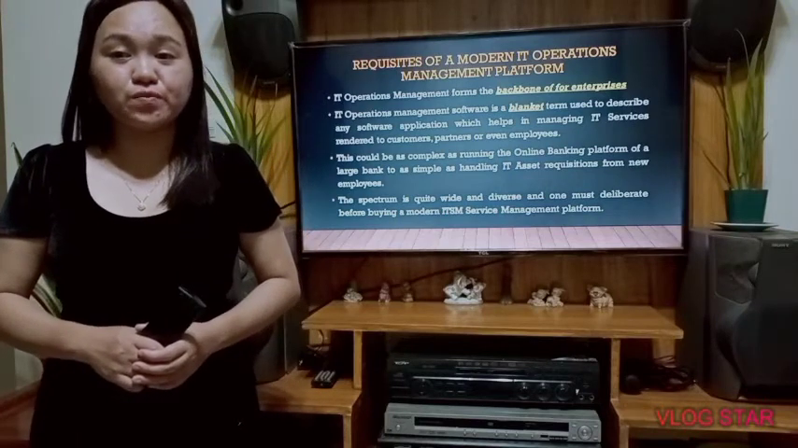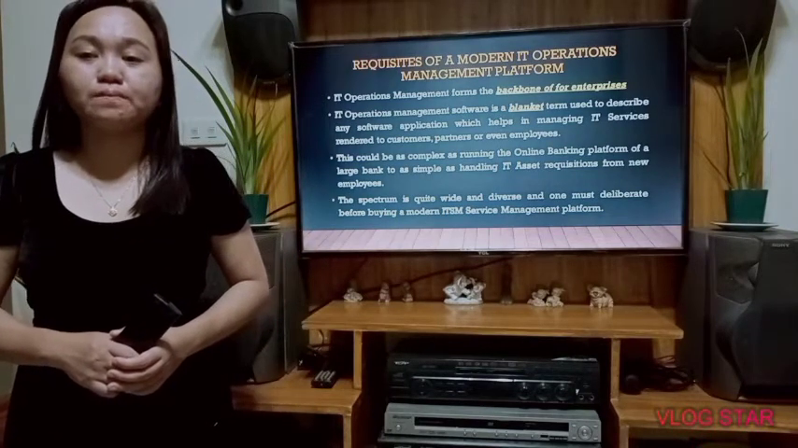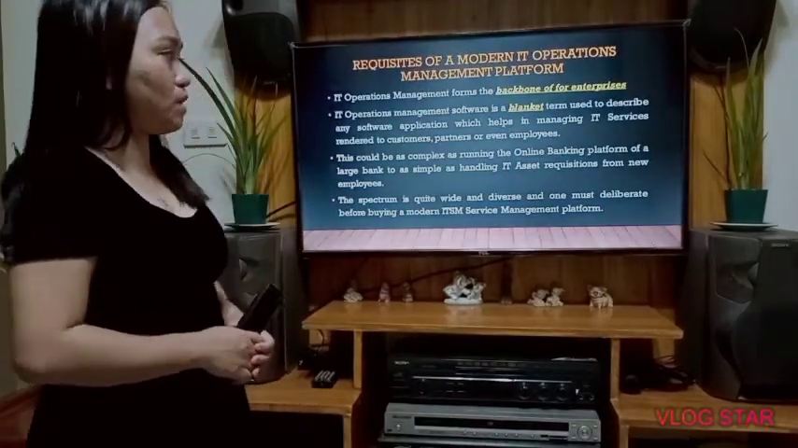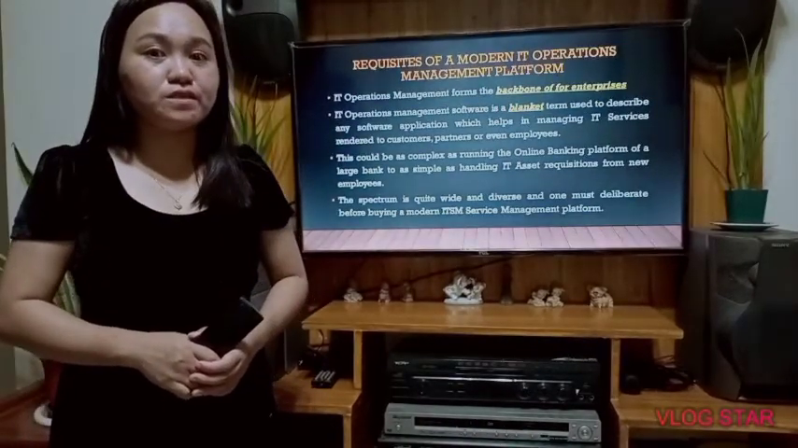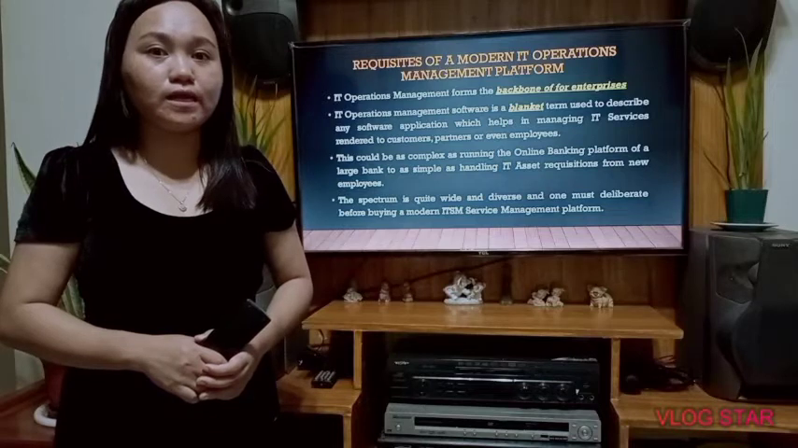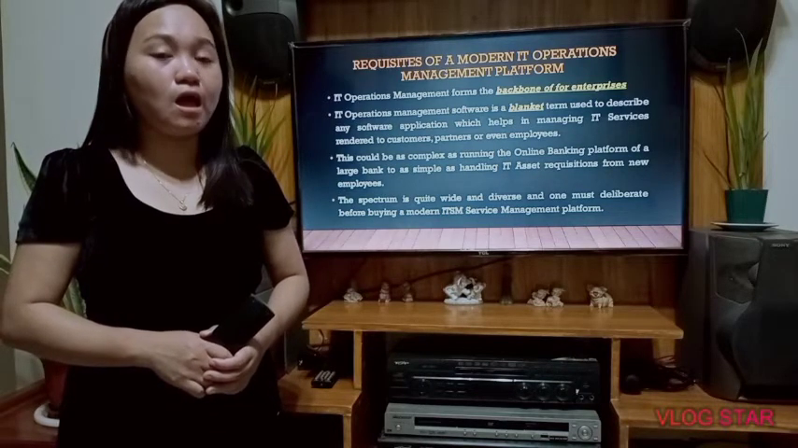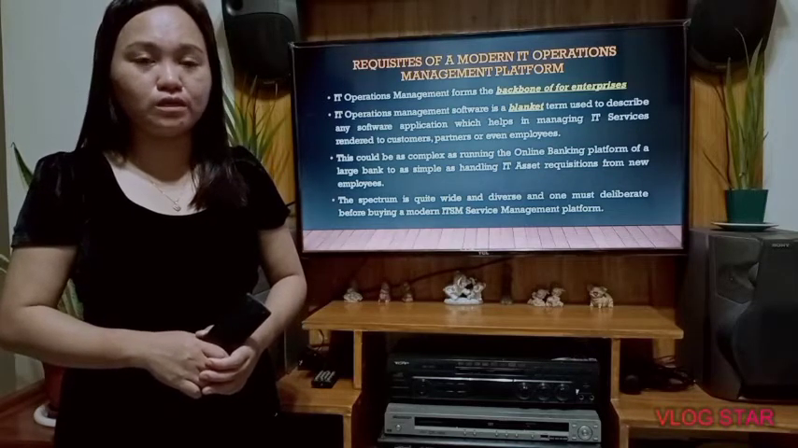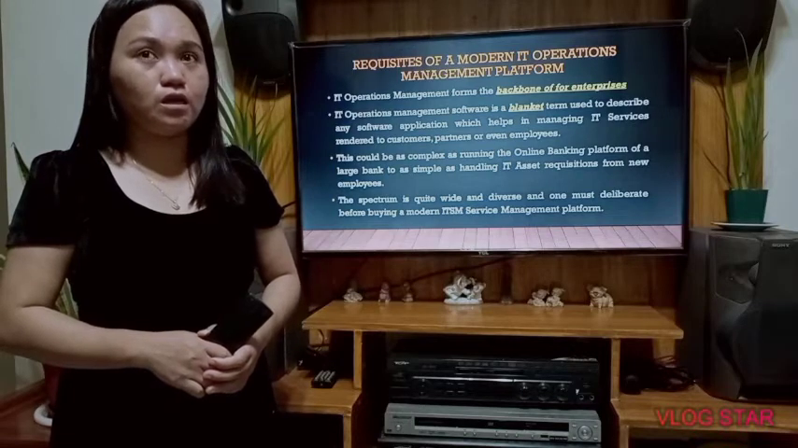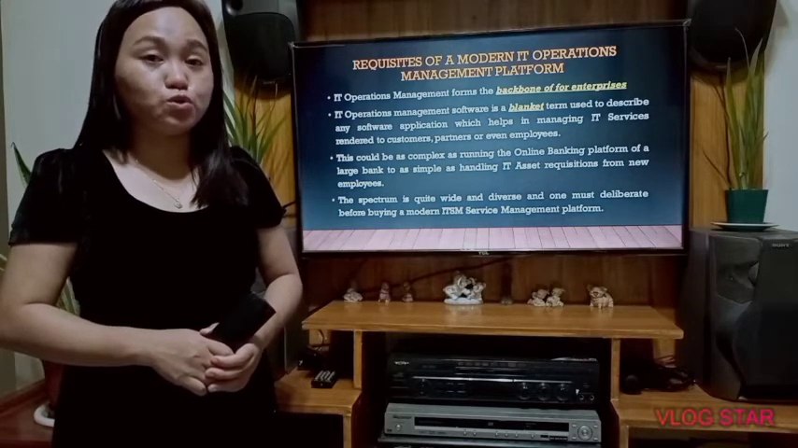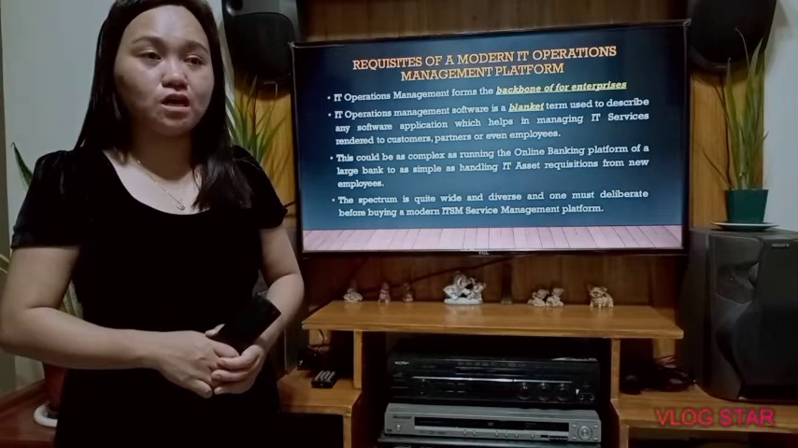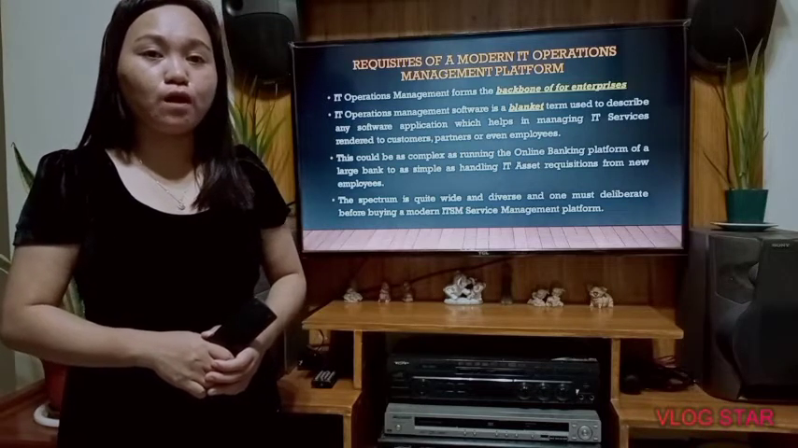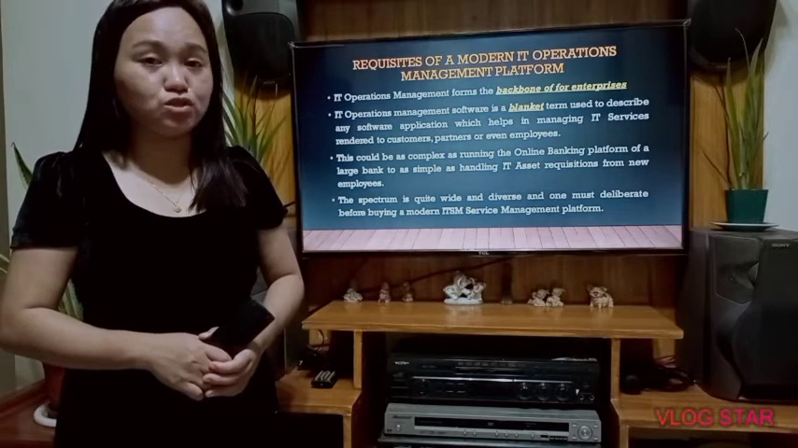Now let's proceed to the requisites of a modern IT management platform. So, IT operation management serves as the backbone of the enterprise. In our modern business organizations today, it is more likely helpful if business enterprises are using information technology in running the business, particularly in saving or doing financial statements or daily transactions. It will be easier for them if they are making use of a system that is run by information technology.